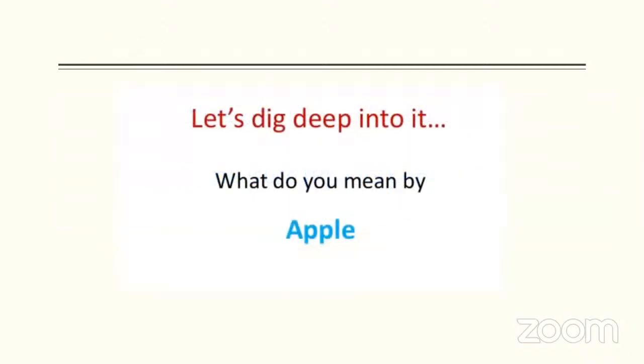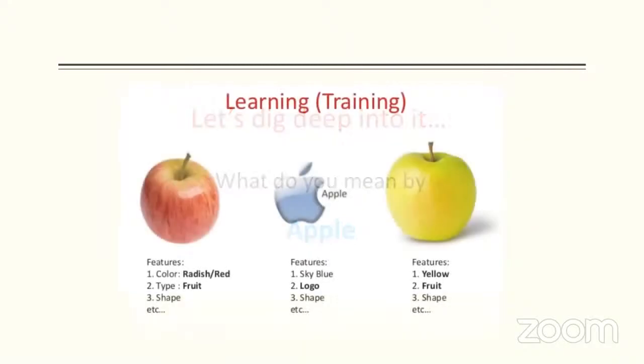Okay. So what do you mean by apple? Right? Apple could be your red color apple. It could be the logo apple, or it could be green color apple, isn't it? What is the difference between them? Of course, when you see them, you'll be able to tell, oh, this is Apple logo. This is red apple. This is green apple. How are you able to say that? On what factors are you saying? Okay. We look at the characteristics.